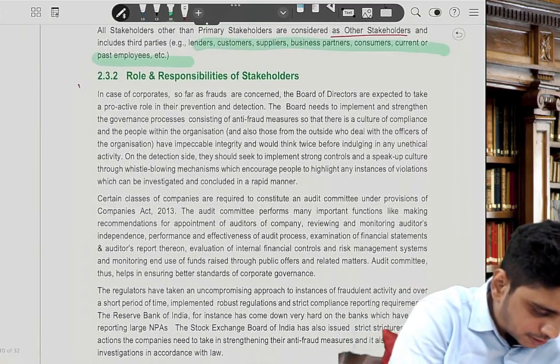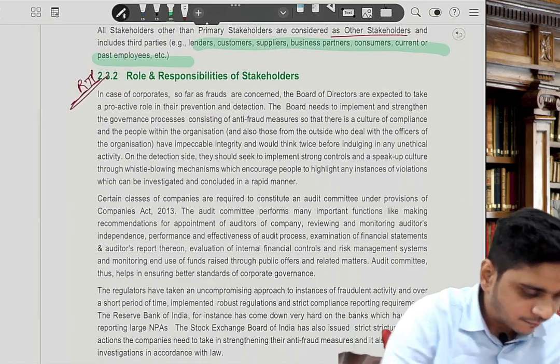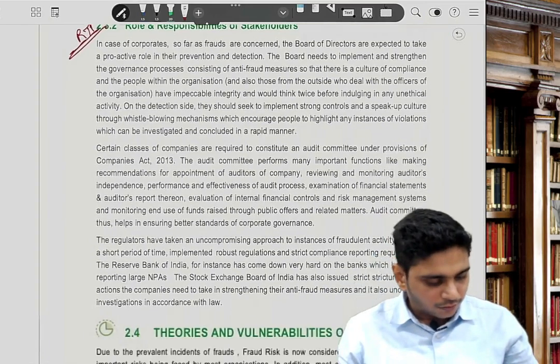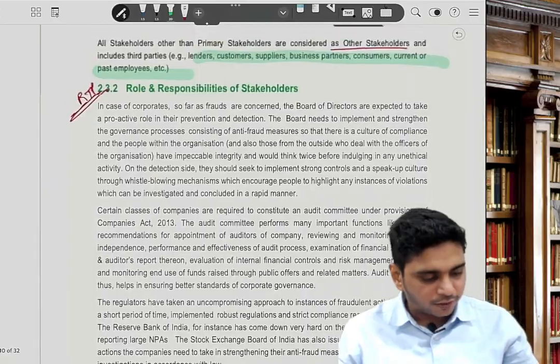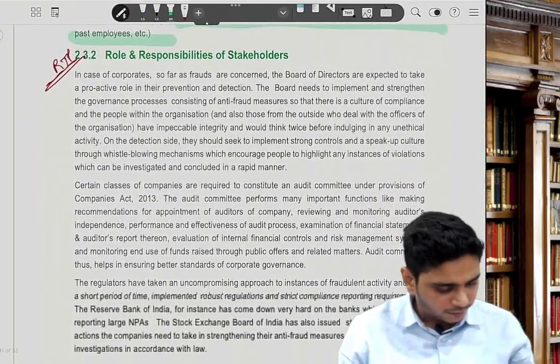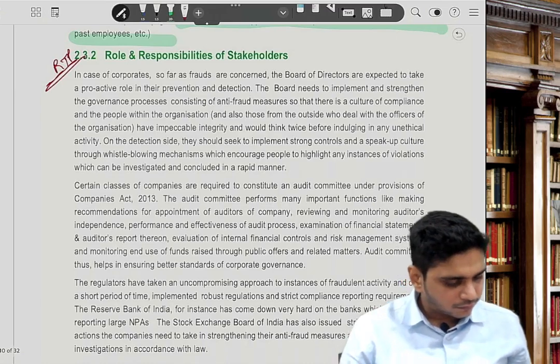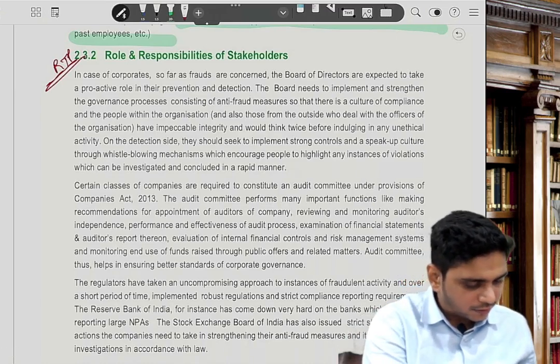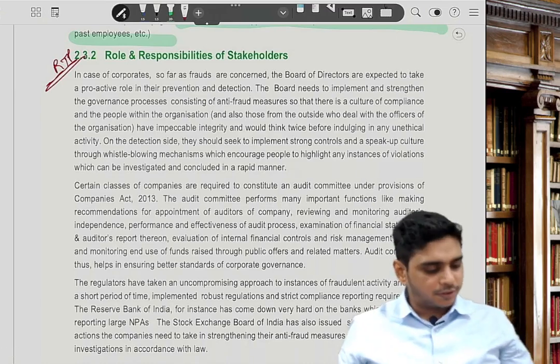Then roles and responsibilities of stakeholders, RTP. You can cut this, not required. Not required to be studied.